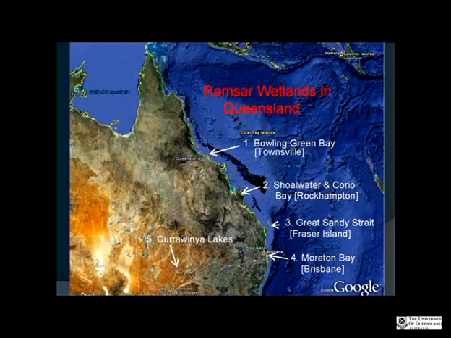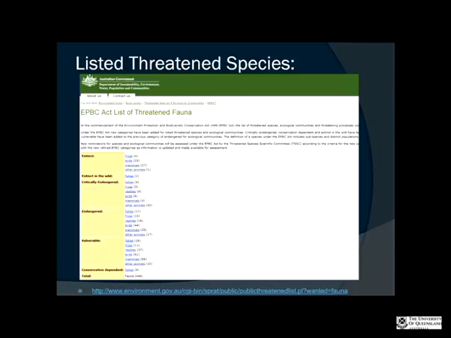In terms of Ramsar wetlands, we've got these 5. So we've got the Bowling Green Bay in Townsville, Shoalwater, the Great Sandy Strait for Fraser Island, and of course you'll be familiar with the Moreton Bay one. Again, you can see there's quite a broad spread of them across Queensland, particularly compared to the other states.